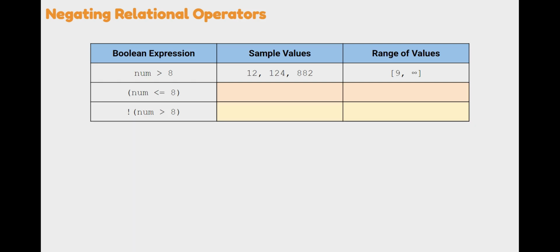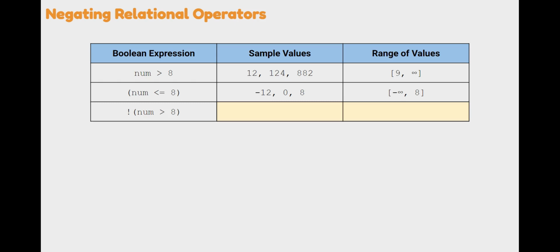What if instead we wanted numbers that were less than or equal to 8? What would be some sample values that would make that Boolean expression evaluate to true? We could use -12, we could use 0, we can even use 8. If we plug in 8 for num, that Boolean expression would still evaluate to true. Therefore, our range of values is negative infinity to positive 8.